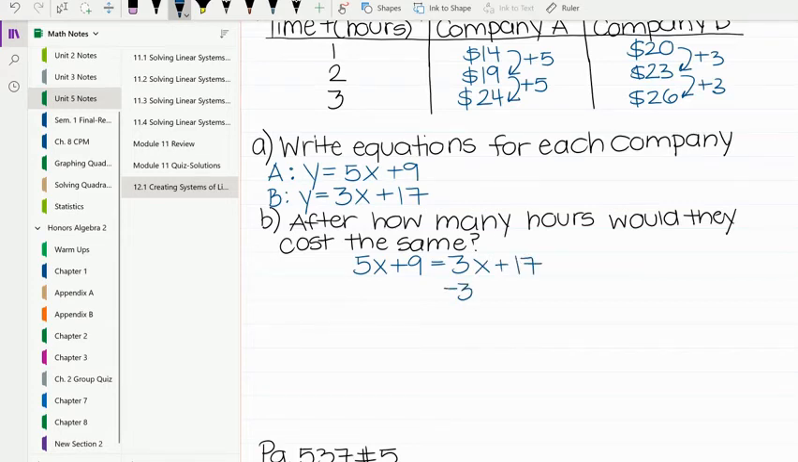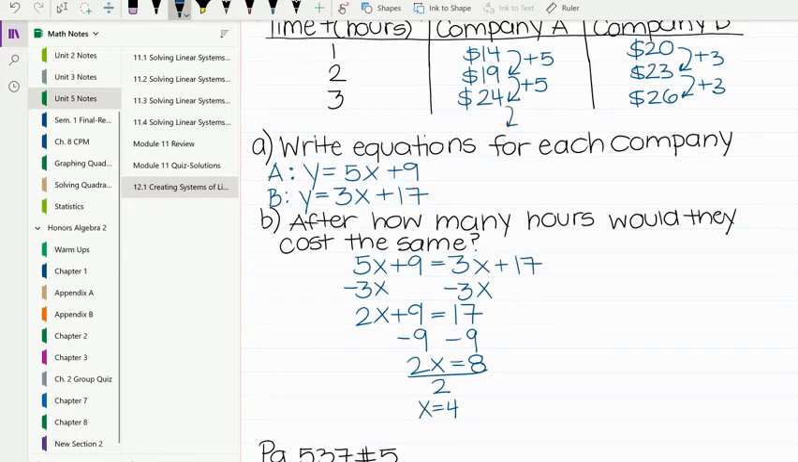And then I'm going to move the x's over. So we would have 2x plus 9 equals 17. Then I'm going to subtract 9. So I would have 2x equals 8. Then divide by 2, and x would equal 4. So that means after 4 hours, they would cost the same. Another way we could have done that is to continue the table. If I add $5 here, I would get 29, and if I add 3, I would also get 29.